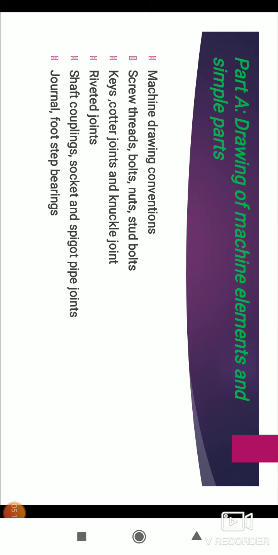Machine drawing conventions. Conventions are nothing but any symbol or sign to represent any object. So screw threads, bolts, nuts and stud bolts, keys, cotters and knuckle joint, rivet joints, shaft couplings, socket and spigot pipe joints, journal and footstep bearings. This content comes under Part A.